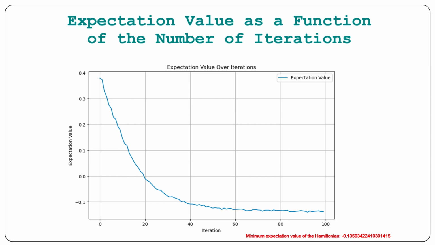The curve shape, with its initial rapid decrease followed by gradual convergence and stabilization, reflects the typical behavior of gradient-based optimization algorithms. Toward the end of the iterations, around iteration 60 to 100, the curve flattens and stabilizes near minus 0.1. This indicates that the parameters have converged to the values that minimize the expectation value of the Hamiltonian, and further iterations result in minor changes.